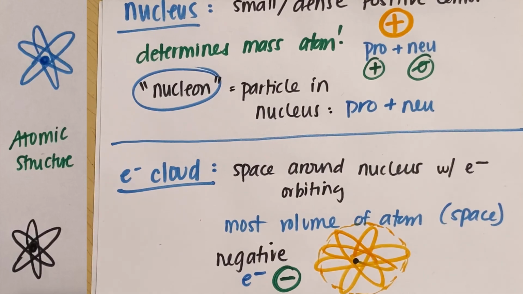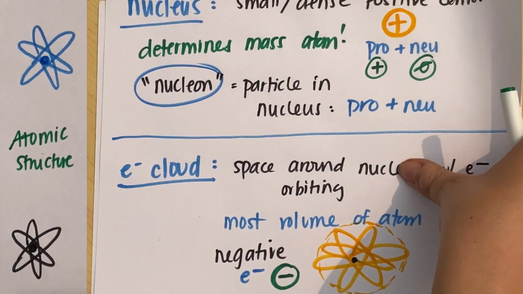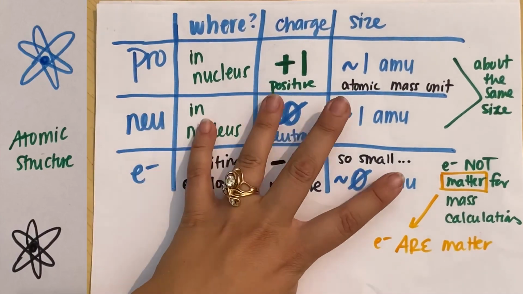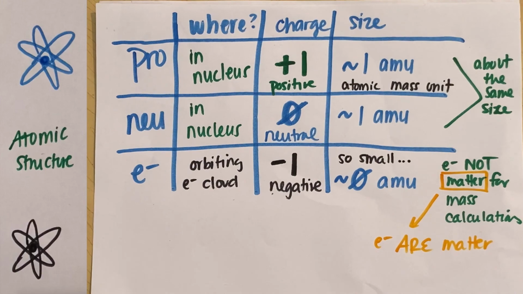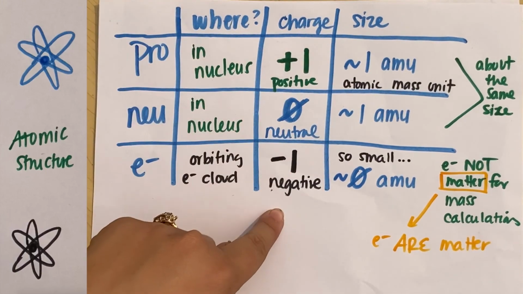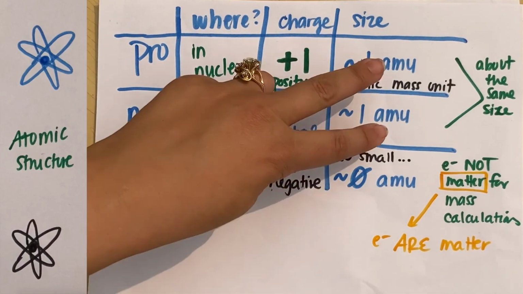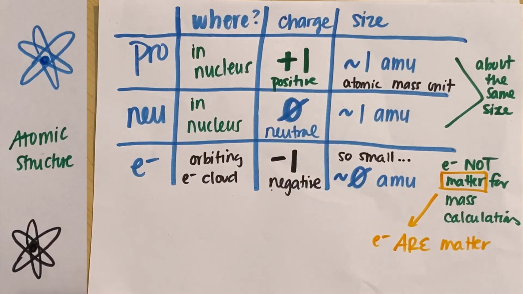So there you go, the concept of atomic structure. And this page right here is definitely stuff you're going to have to know and memorize: where they are, positives, negatives, relative size. Good luck.